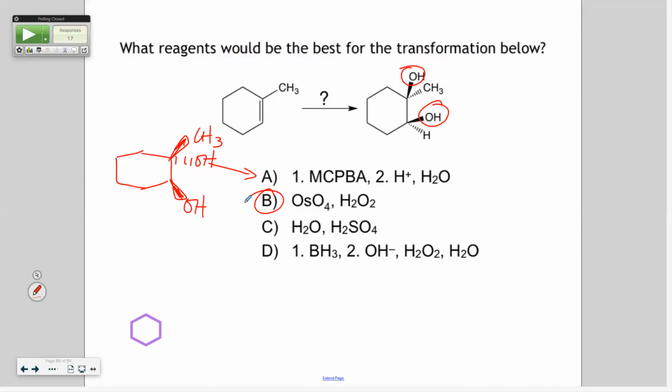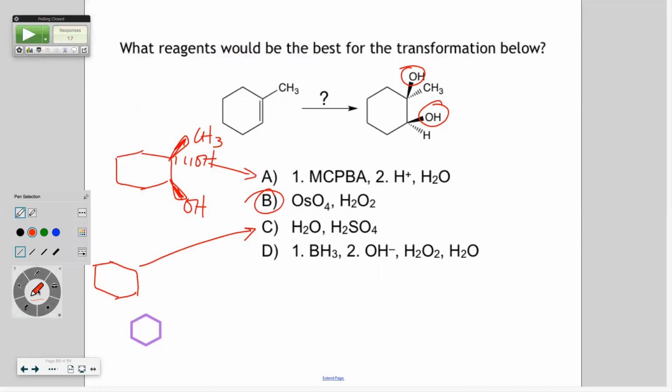What would C give you? What does water and H2SO4 do? Adds a what?